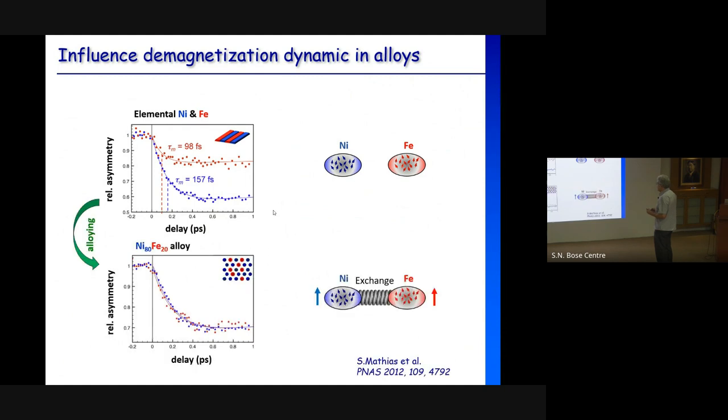Now when we have an alloy, let's say nickel 80, iron 20, you see they decay the same and have the same quenching. That's what we expected. They are exchange coupled and will influence each other, so they have the same Curie temperature, the same decay time and the same quenching. That's what we saw at the beginning.